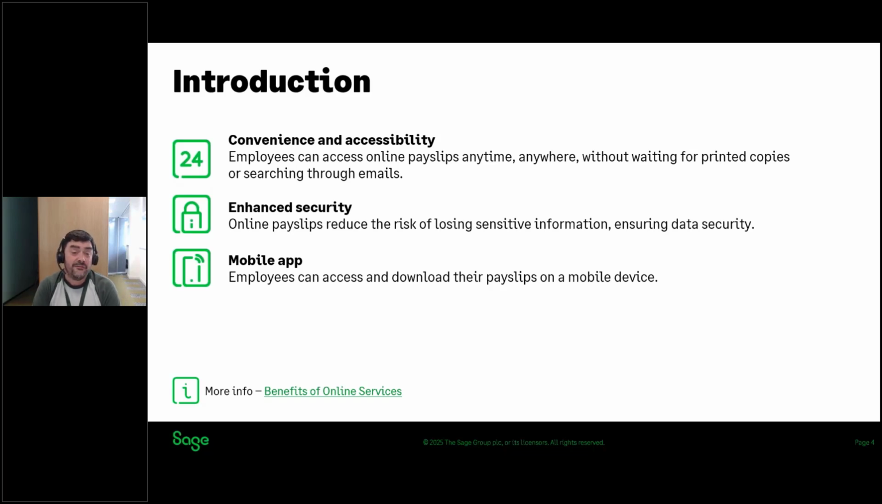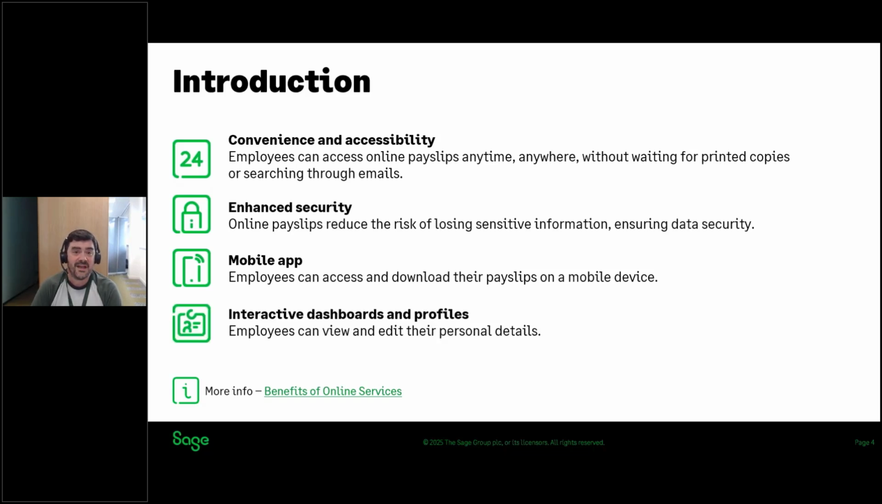As well as that, they get the convenience of a mobile app. It's a Sage HR app available in the App Store and Google Play Store. So that gives them even more convenience, being able to download and view payslips from their mobile device. And there's some more functionality that comes with the Sage HR online services, whereby employees can view and update any personal details. They can add things like profile pictures. They can view documents that have been shared with them, all from the Sage HR platform.